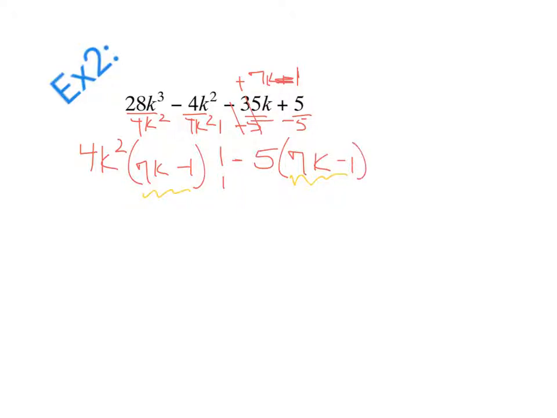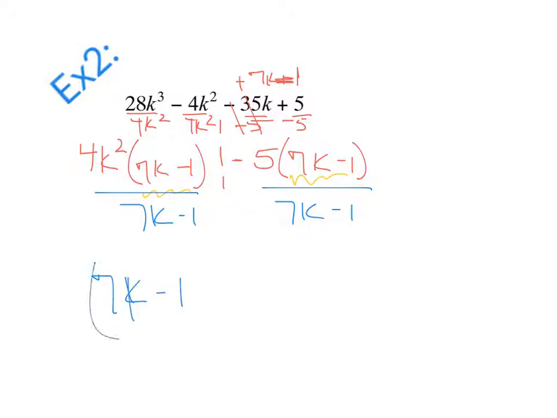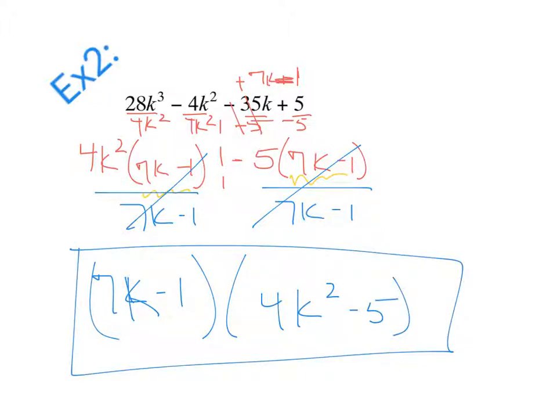So now that I have my binomial GCF, I'm going to pull out that 7k minus 1 out of both terms and write it on the outside. And then whatever is left over, which is the 4k squared minus 5, will be written in its own binomial. Alright, so that's that.